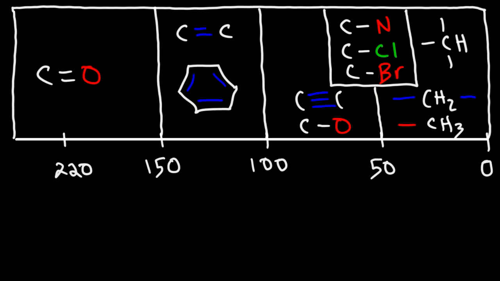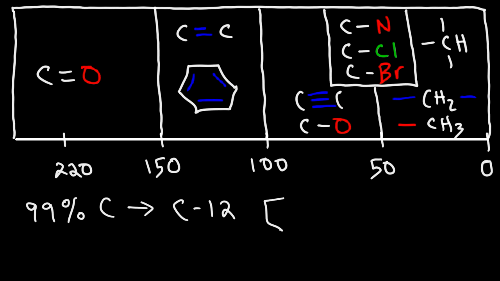In this video, we're going to talk about carbon-13 NMR spectroscopy. Now, what you need to know is that 99% of all the carbon atoms found on Earth consist of this isotope, carbon-12. Carbon-12 has no nuclear spin, and the reason for this is because the number of protons and neutrons in its nucleus is even. Carbon-12 has 6 protons and 6 neutrons. 6 plus 6 adds up to 12.